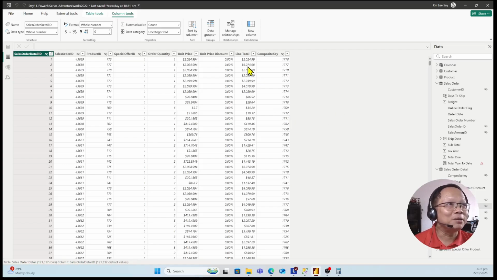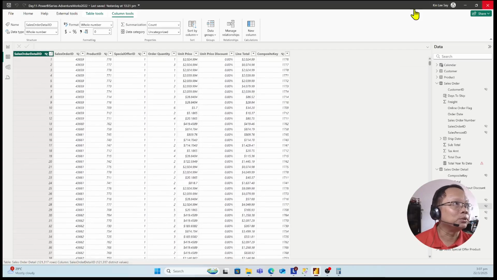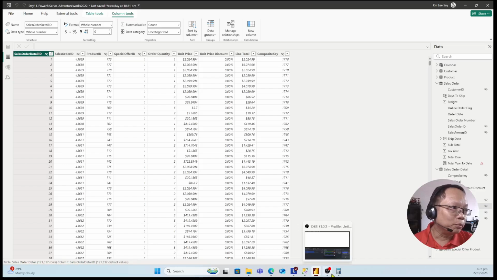It's also the same as this value, which is order quantity multiplied by unit price, and then minus off the discount. In this case here it is 0%. Okay, so we got this right from the example at SSMS, Microsoft SQL Server Management Studio. Okay, so we got this right, and let me get back to my Power BI.